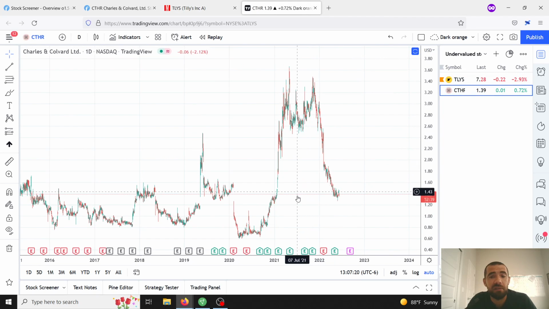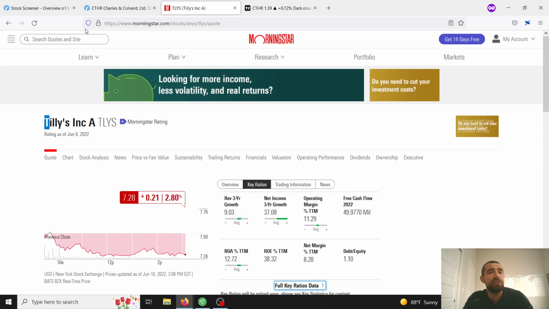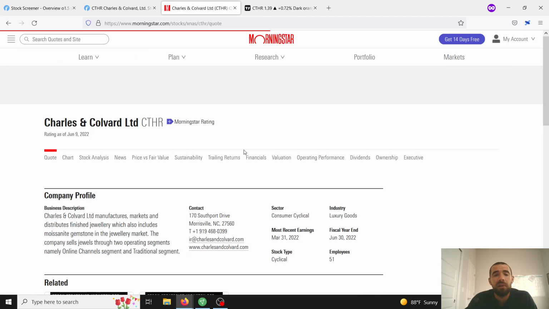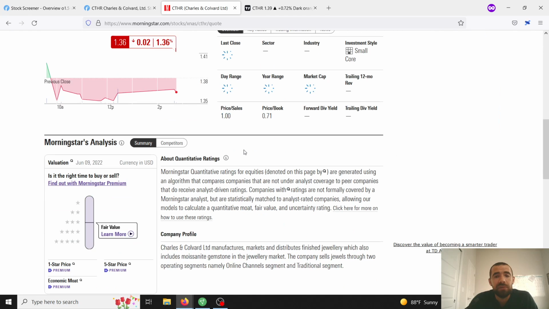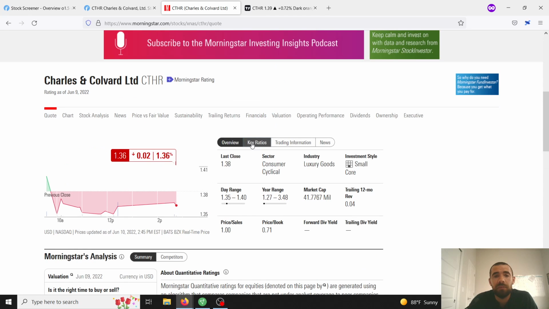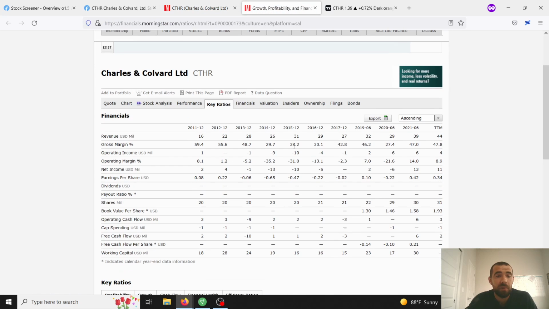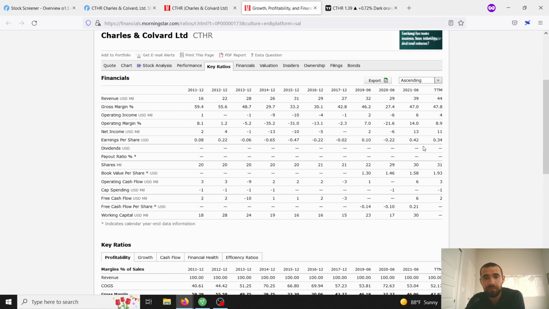Let's check the second stock right here. What we have, CTHR. Let's search it the same way, CTHR. All right, that's what we do here. Going the same way, key ratios, full key ratios data, moving down and seeing what they have.